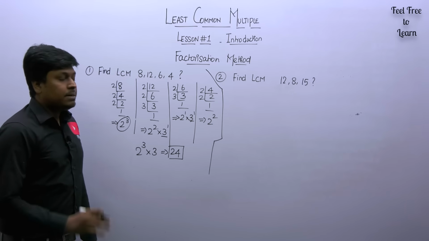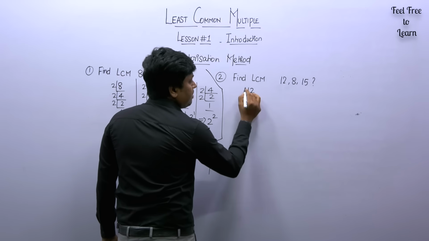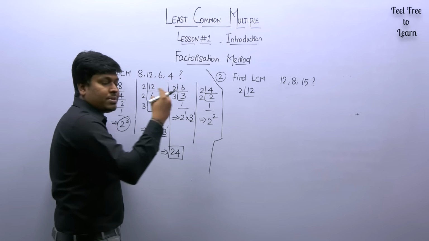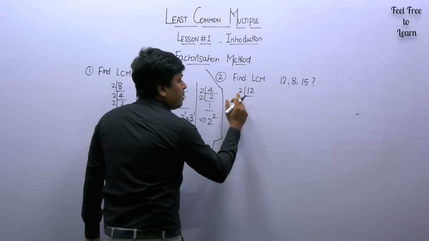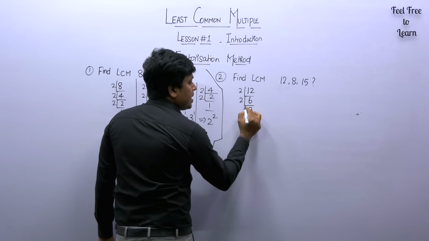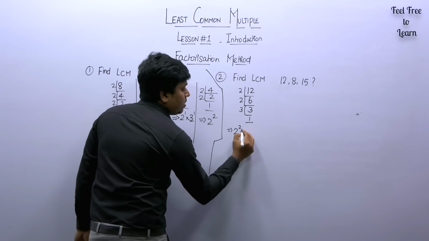12 comma 8 comma 15. So we need to find the factors, right? First, take the number 12 divided by 2. Don't directly divide by 4. Always start with the smaller numbers, right? Divide by 2, so this can be written as 6, 2 2s are 12. Divide by 2, 3, 2 3s are 6. Divide by 3, 1. So how to write this? 2 power 2 into 3.